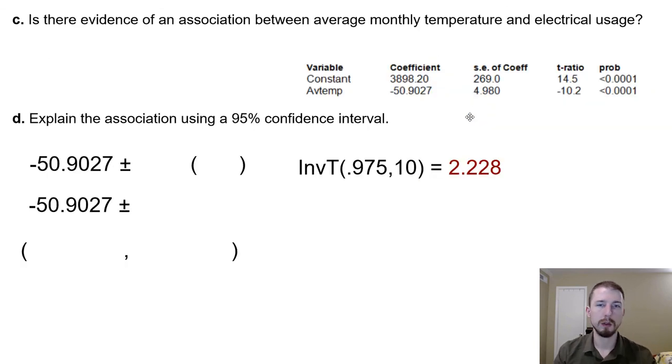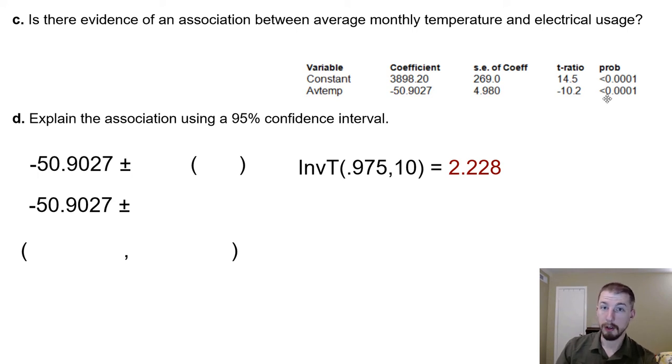Is there evidence of an association between the average monthly temperature and electrical usage? So looking at the output here, our coefficient for, and we don't really care for the constant, but for the average temperature, which would be our slope, is -50, with this standard error here. Now they're going to tell us that the T ratio or the T score is -10.2, which we know is anything higher than 2 is going to be pretty unusual, except with Gaussian distributions, of course, with really small sample sizes, we would have really wide tails. Don't forget about that. But anyway, they'll give you the actual p-value for that appropriate Gaussian model.